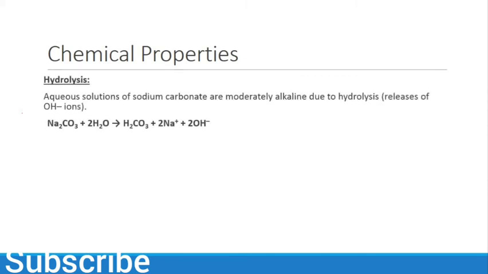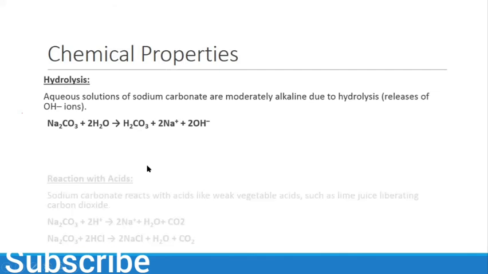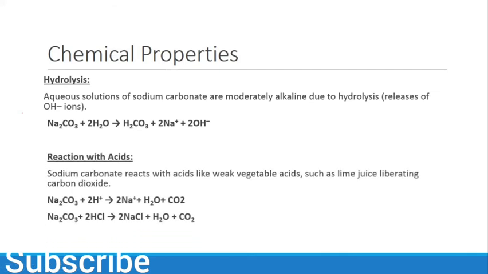And now what happens in hydrolysis? So if you have sodium carbonate with water, it will hydrolyze and release OH ions, and we have also sodium ions and H2CO3. So this is the hydrolysis of sodium carbonate. And then we have reaction with acid. Sodium carbonate reacts with acids like weak vegetable acids such as lime juice, liberating carbon dioxide. So with any acid, 2H positive, we have 2 sodium, H2O and carbon dioxide. So if it reacts with HCl, we have sodium chloride, water and carbon dioxide.